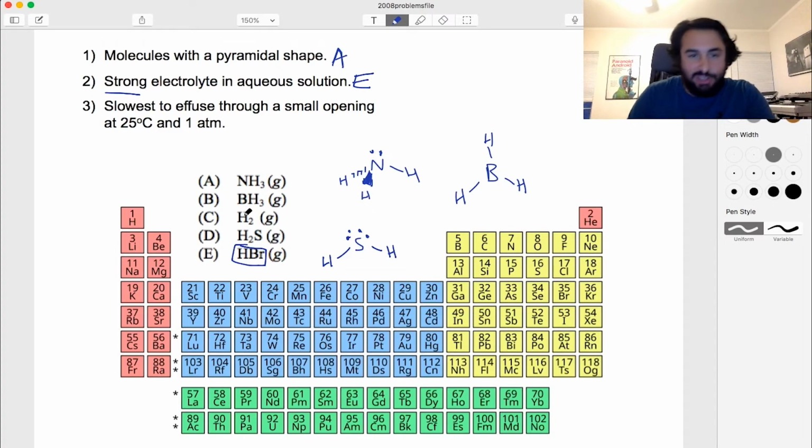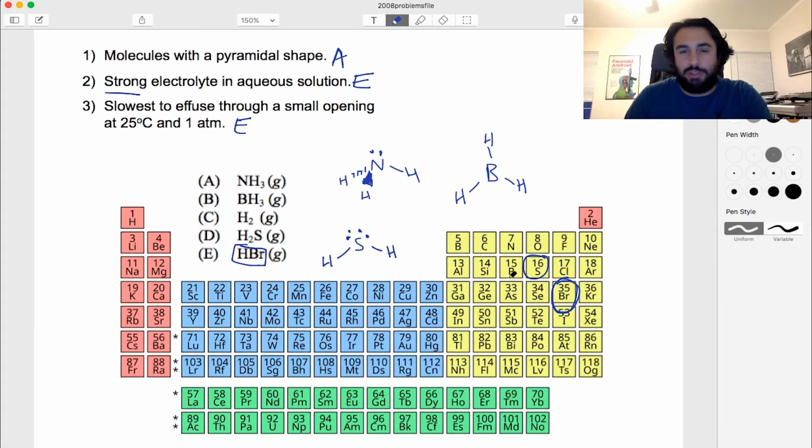So certainly not H2. These are pretty light. This has a sulfur atom in there, so that's getting a little bit heavier. But HBr, that's got bromine, right? That is definitely the heaviest, and so that's going to be it. So HBr is the heaviest, so we've got E for that as well. We ended up using that one twice.